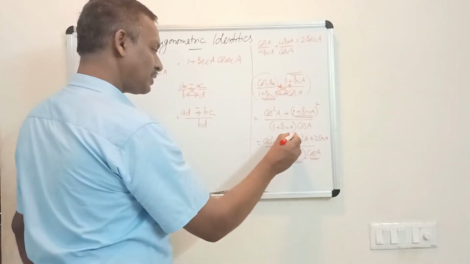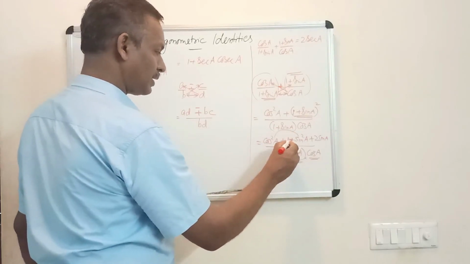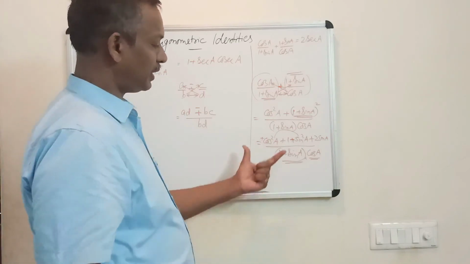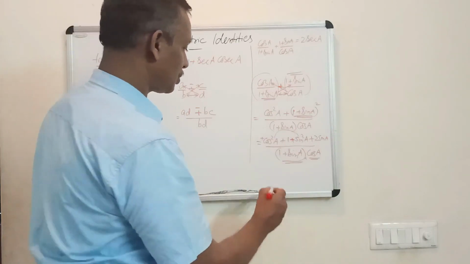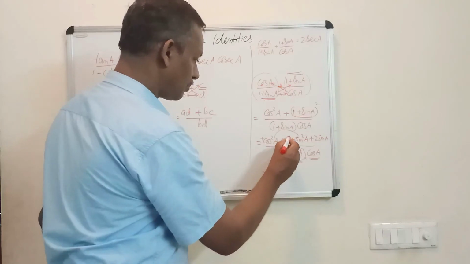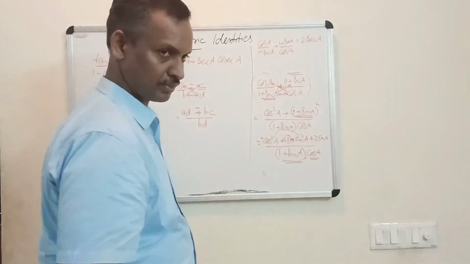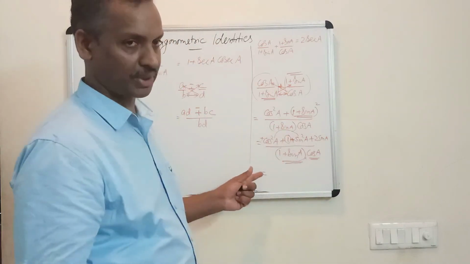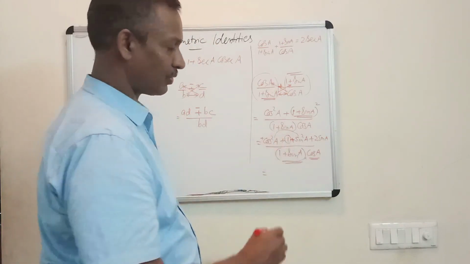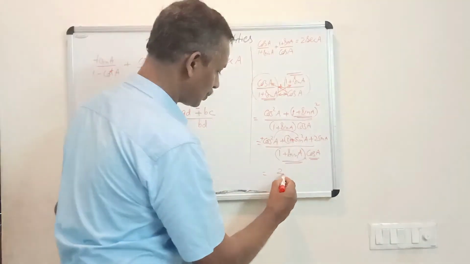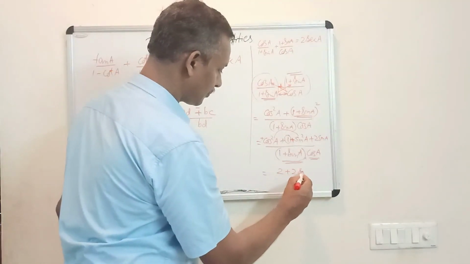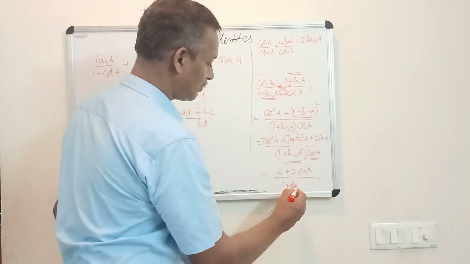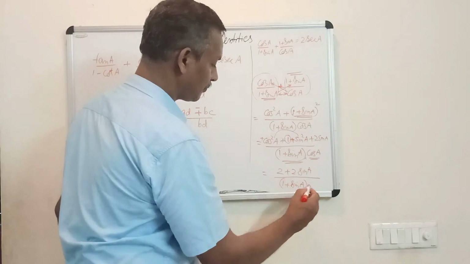You can join this sin square and cos square with a plus sign: sin square A plus cos square A. You all know from the trigonometric identity that sin square A plus cos square A is 1, and one more 1 is here. So 1 plus 1 is 2, plus 2 sin A, by 1 plus sin A into cos A.